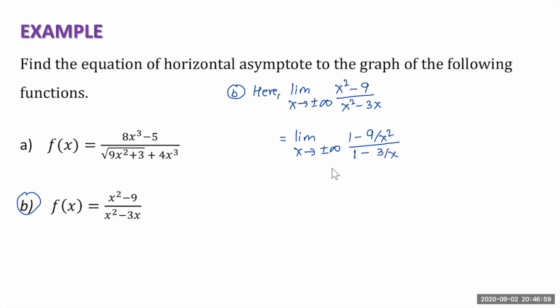When x approaches positive or negative infinity, 9 over x squared and 3 over x will both be approximately 0. So it will be 1 minus 0 over 1 minus 0, which is the same as 1 over 1, or 1. So the equation of horizontal asymptote is y equal to 1. Let's write that: equation of horizontal asymptote is y equal to 1.